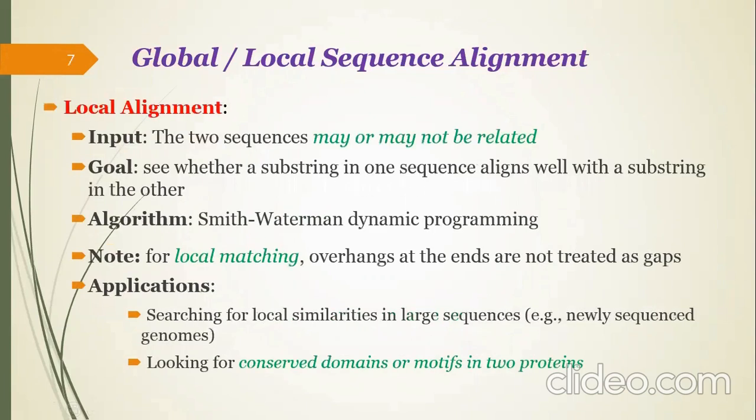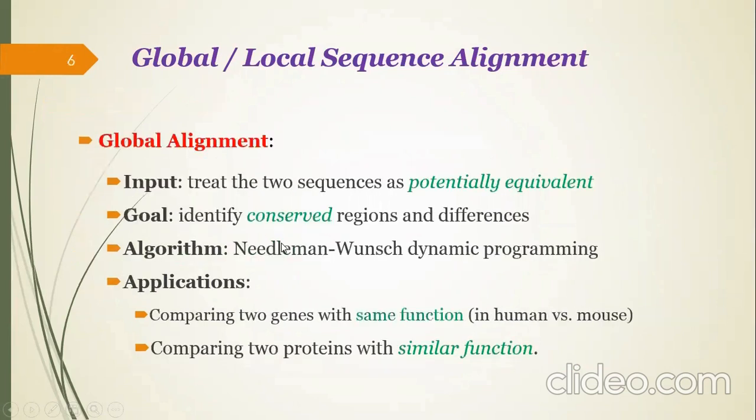And next is local alignment. The two sequences may or may not be related. If the two sequences are not related, what is the goal actually? See whether a substring in a sequence aligns well with a substring in the other sequence. So if we have to check whether a part of one sequence is the same as a part of the other sequence, we will go for local alignment. And what algorithm will be used? Smith and Waterman dynamic programming. The previous one was Needleman and Wunsch, and this is Smith and Waterman.